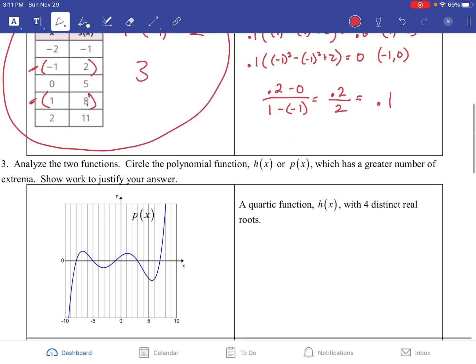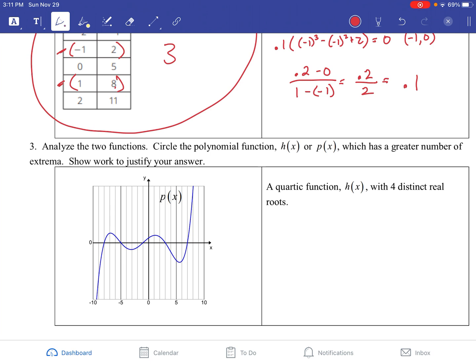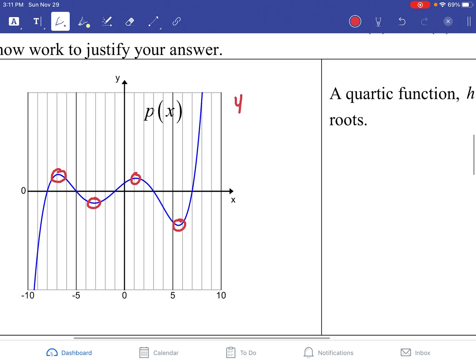All right. Next, analyze the two functions. Circle the polynomial of h of x and p of x which has a greater number of extrema. So we're looking for extrema again. We're looking for the peaks and valleys of a graph. So this has a peak, a valley, a peak, and a valley. Okay? So this has 4 extrema.